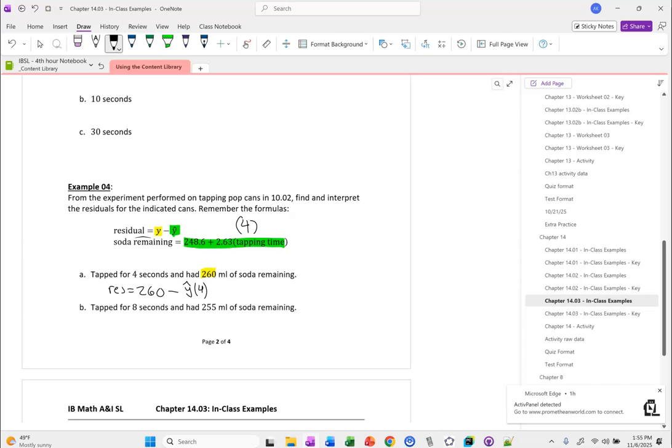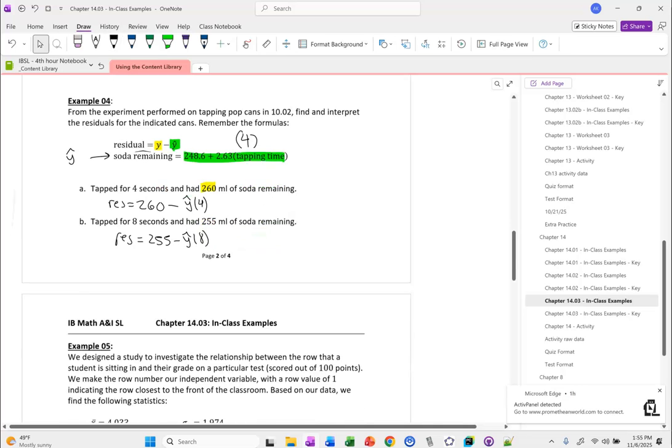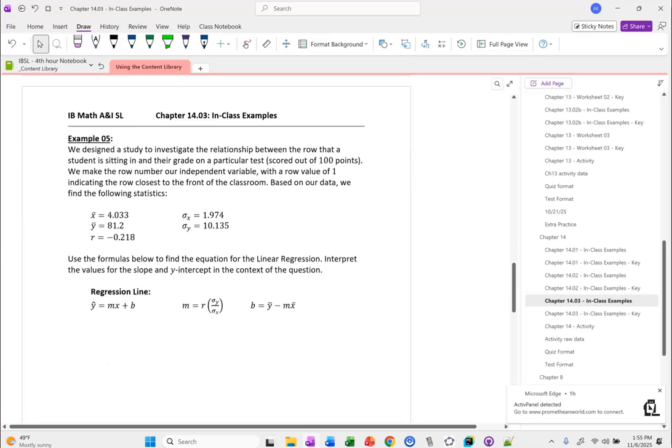How would you do tap for 8 seconds and had 255 milliliters of soda remaining? Yep. And again, y hat is this guy right here, right? Do you feel okay? Whatever the number is, it is. You have a calculator, you can type it in. I'm not worried about that part. I think most of us can type a number into our calculator, get a decimal, and do some subtraction. That's not the stumbling part.